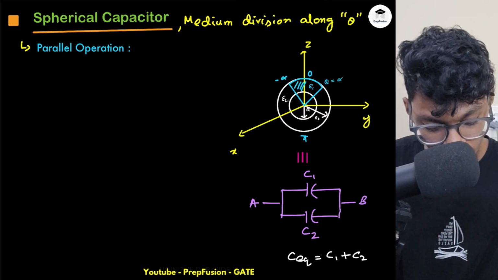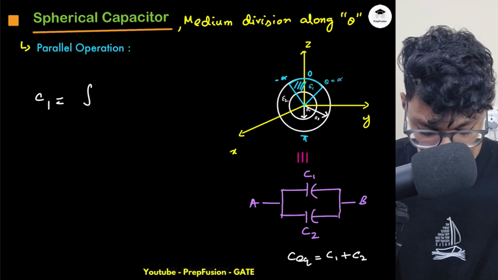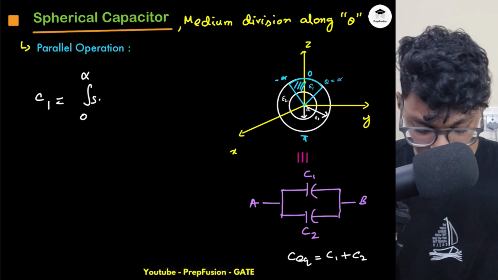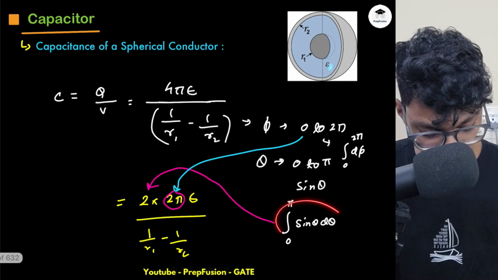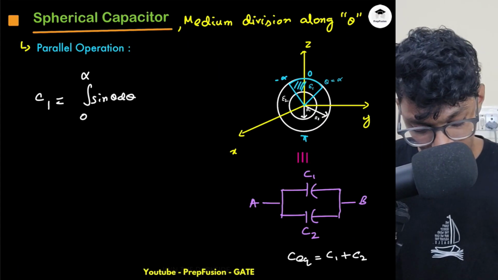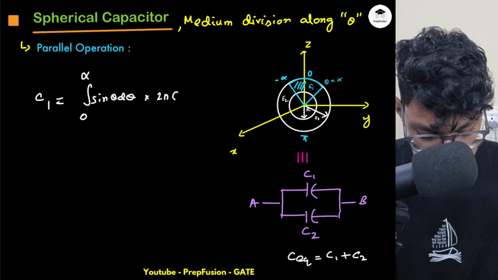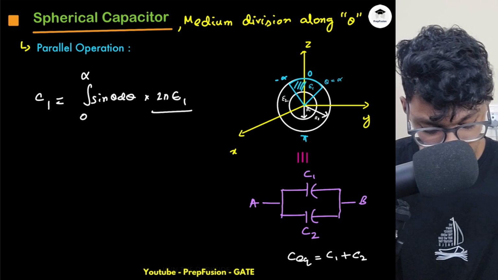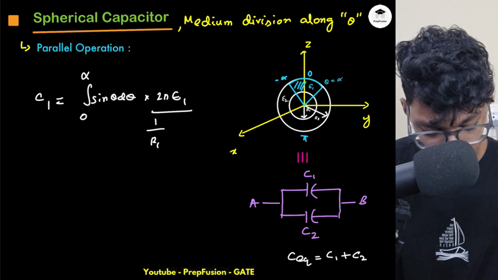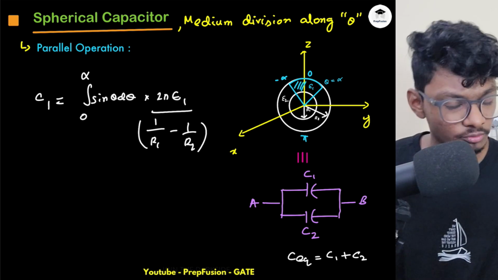So if I am varying along theta, I will write C1 equals integration from 0 to alpha of sine theta d theta, just how I got this formula, and the other part I will write as constant. What is the other part? 2 pi. Now epsilon here is epsilon 1, from 0 to alpha I have epsilon 1. Epsilon 1 divided by 1 by r1 minus 1 by r2. I'm just telling you how you can memorize the formula. We don't have any other option.